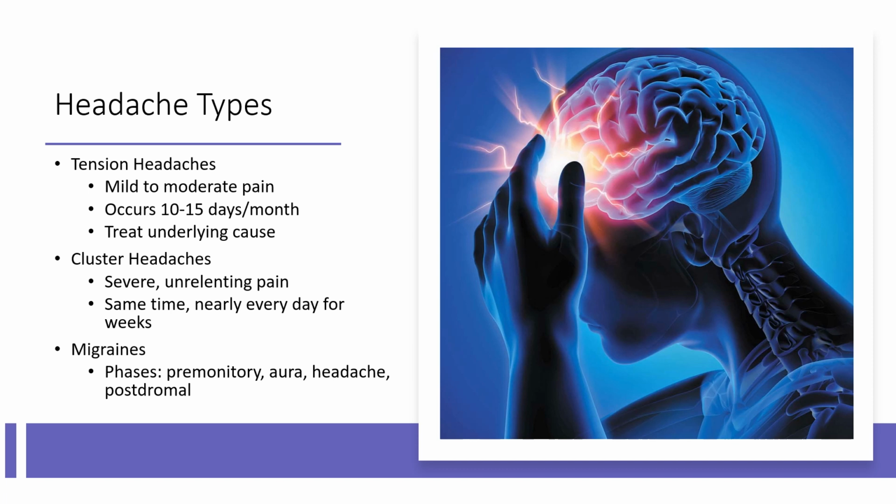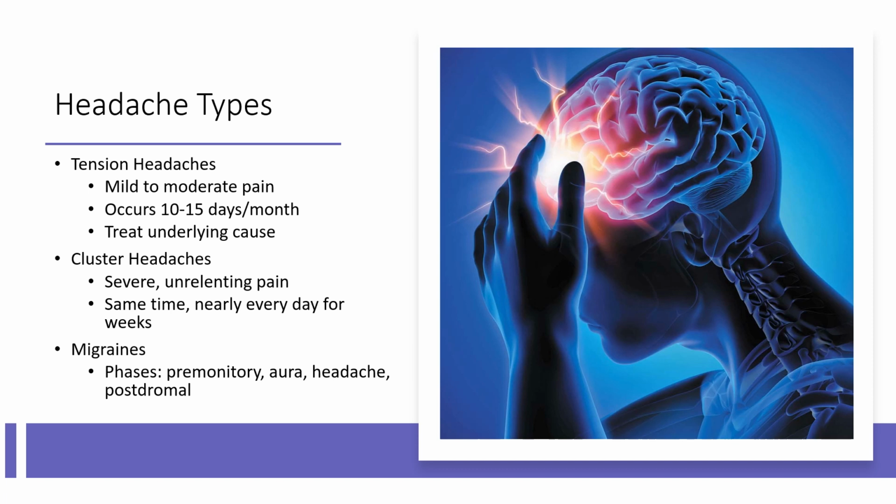For our migraine, so there's 4 phases. There's the premonitory phase. This is 24 hours before the headache develops. It's usually mood changes, fluid retention, maybe increased urine output, excessive or uncontrolled yawning, food cravings.